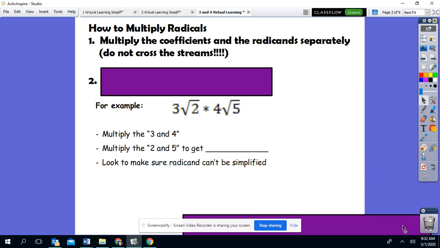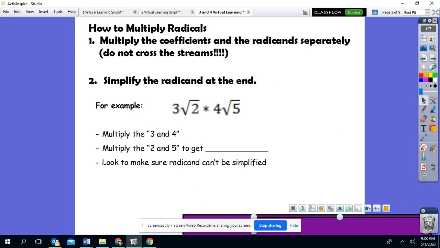We are multiplying radicals. Look at the example: 3 times the square root of 2 times 4 times the square root of 5. Step 1 tells you to multiply the coefficients and the radicands. The radicands are the little numbers underneath. You're going to multiply those separately, so you don't go across. You don't distribute or anything when they're written side by side like that. You want to multiply whatever's on the outside times the outside and the inside times the inside. And at the end, if you can, you would have to simplify.